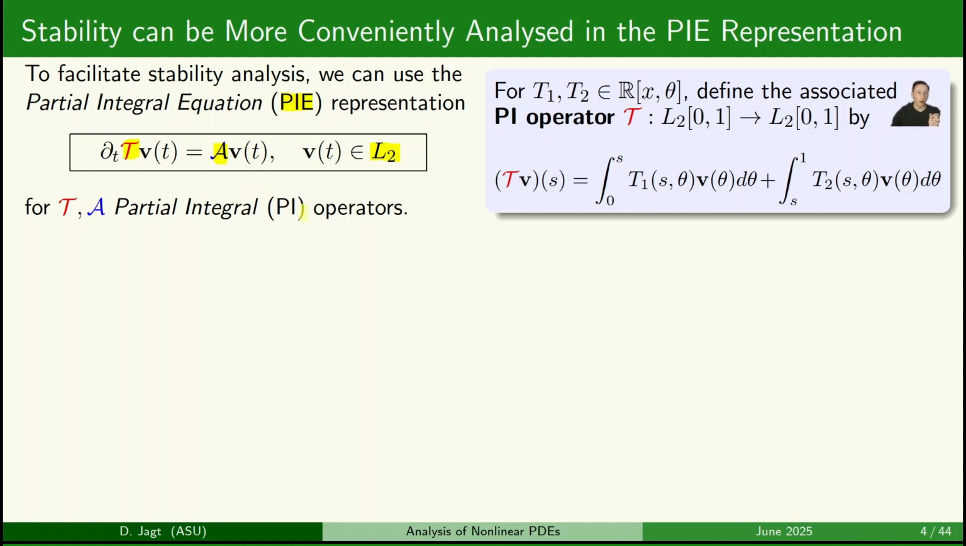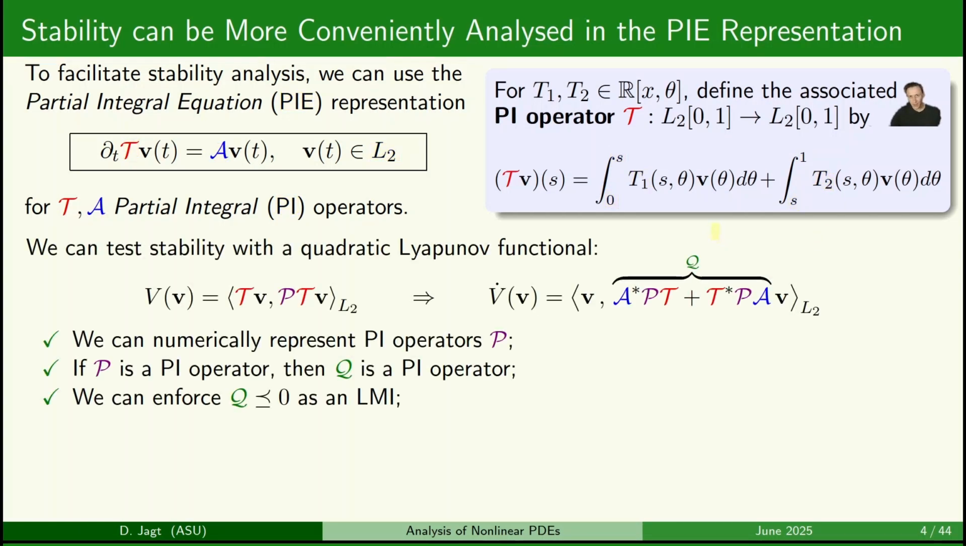Fortunately, these two operators are now partial integral operators rather than partial differential operators, where this class of partial integral operators is just a subclass of integral operators, which take this form: an integral from 0 to s and an integral from s to 1, both defined by these polynomial kernels T1 and T2. So this is useful because since these PI operators are parameterized like polynomials, we can actually represent them numerically.